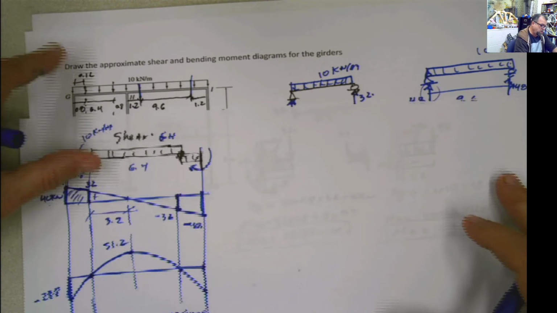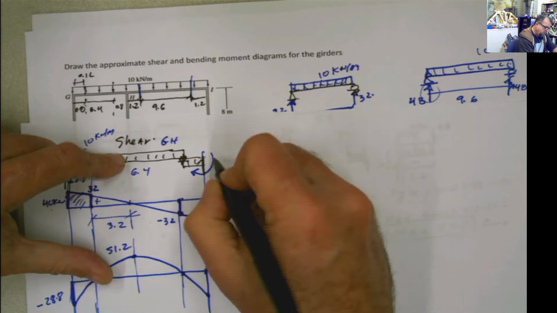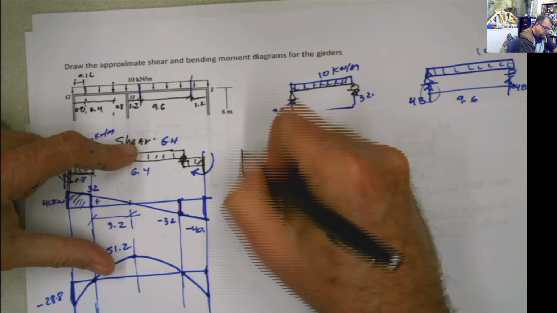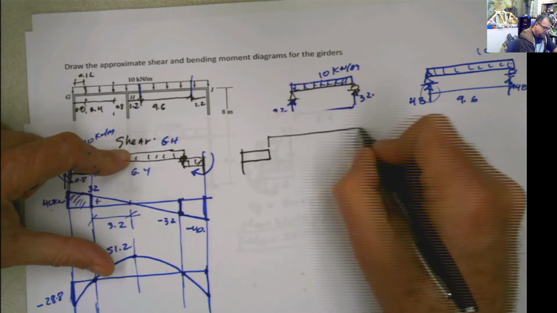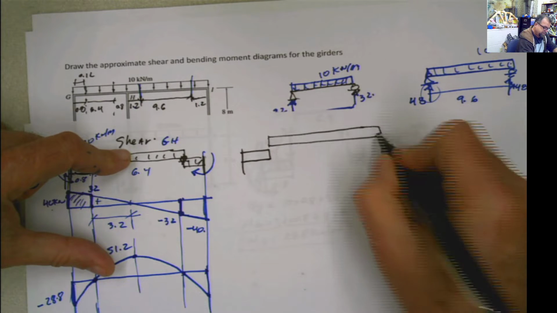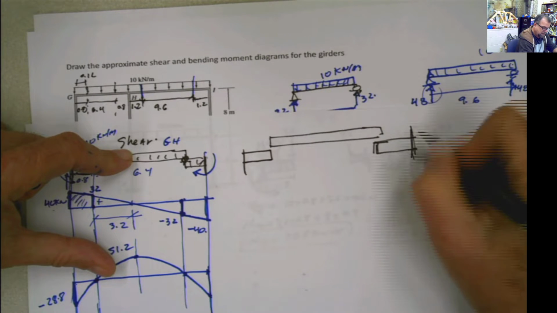And that will be the shear and moment diagram for that girder GH. If you want to do the other girder, which is this girder, well, it's going to be awfully similar. I'm going to start from here, you're going to have this, you're going to have that, and like that.